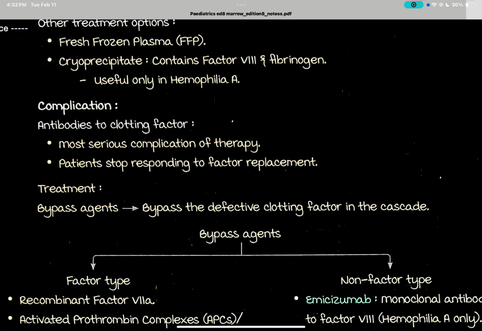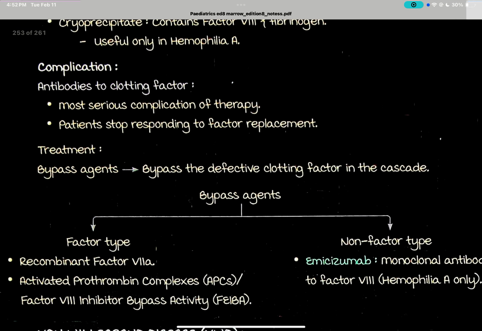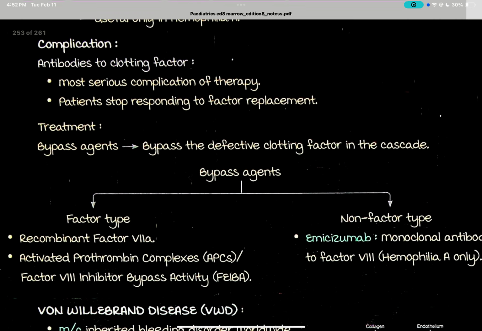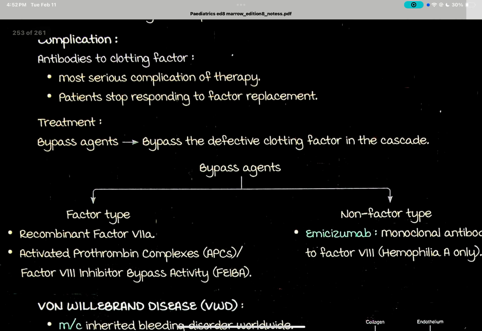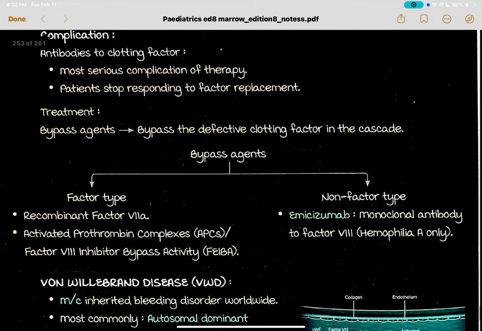What is used in hemophilia A? Cryoprecipitate. Complication: antibodies to clotting factor. Most serious complication of therapy is formation of antibodies to clotting factor. Patients stop responding to factor replacement.